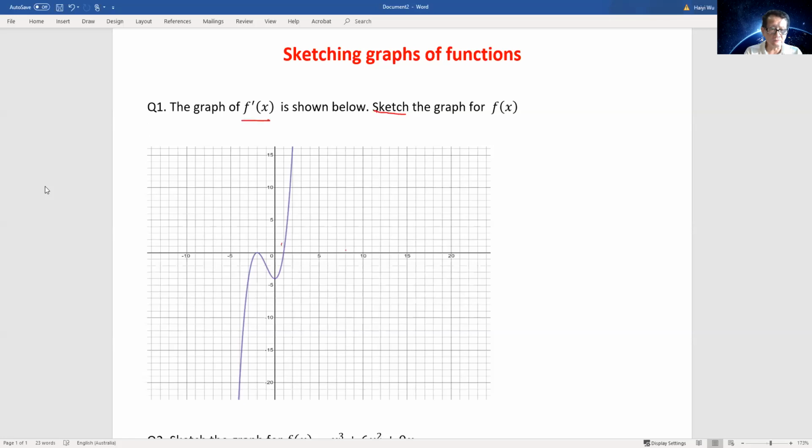f'(x), the graph of f'(x) is this. We need to sketch the original function. So f'(x) is this, but what should the original function be? So let's have a look. In order to do that, let's find some key points. So we have this point, and those 3 points are the key points.